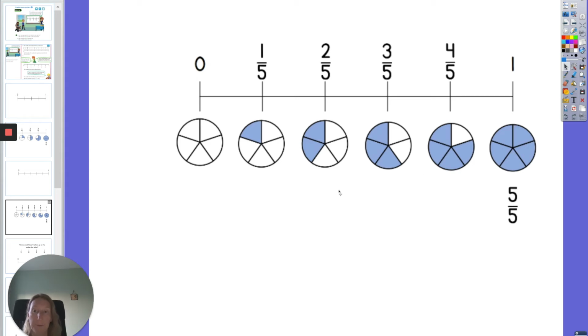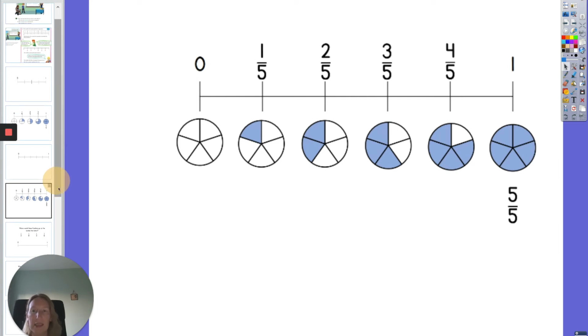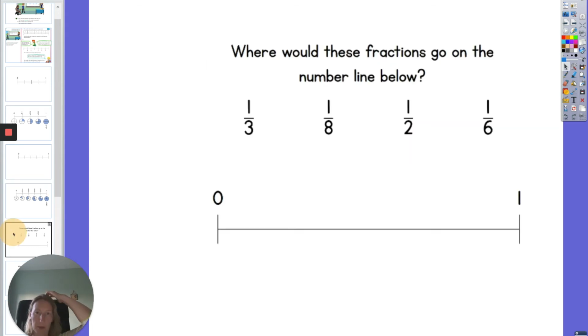Okay? Now, I'm going to move on to a slightly trickier question. And I'm up on the board for you to see for the moment. And it says, where would these fractions go on the number line below? And again, I've drawn the number line starting at 0, finishing at 1. And I have written a third, an eighth, a half, and a sixth.